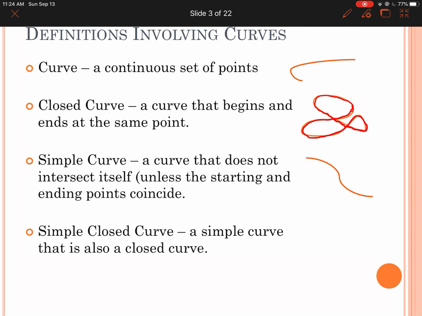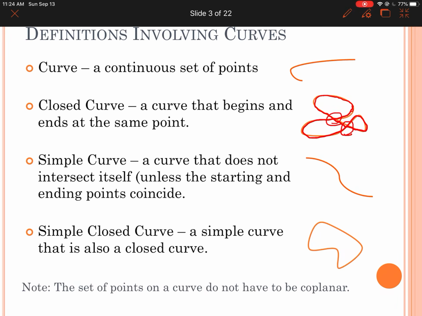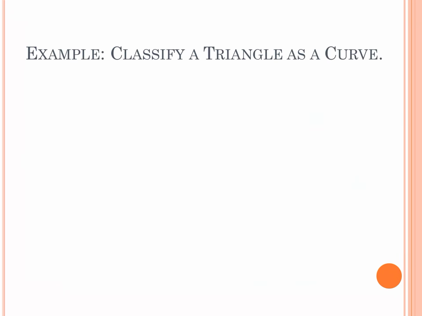In fact, the first figure is also a simple curve. And then we have a simple closed curve. So a curve that is both simple and closed, which really means it doesn't have any of these. If we look back at this other figure under closed curve, it doesn't have any of these extra intersections here. So it's simple and closed. The set of points on a curve do not have to be on the same plane. They don't have to be coplanar. So if you think of maybe a roll of string that's dropped and the string gets on the couch and on the floor and on a table, that wouldn't be coplanar, but it still represents a curve.